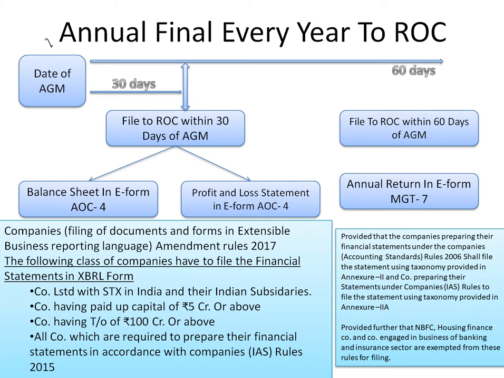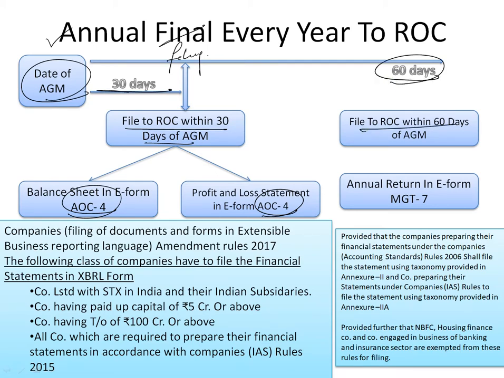So, initial annual filing every year to ROC. From the date of AGM, 30 days. File the financial statement with ROC under this: the balance sheet in form AOC4 and the profit and loss statement again in AOC4, along with the consolidated statement for subsidiaries, and along with those other attachments. With this, we need to file in 60 days. You need to file the annual return in form MGT7 within 60 days from the date of the AGM, or from the last date on which the AGM is supposed to be held.